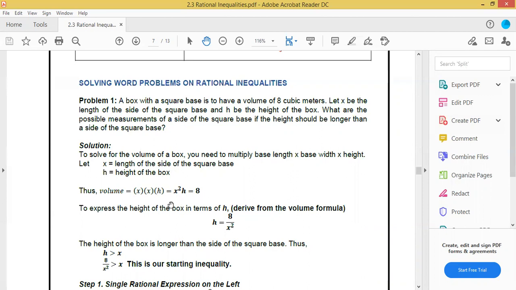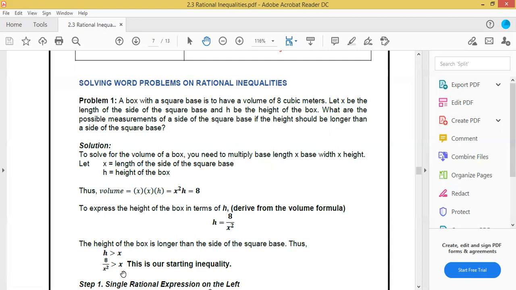Now, using this formula, we derive the formula for the height of the box. We divide both sides by x squared. So we're left with h equals 8 over x squared. Remember that the height should be longer than the side of the square base. So h should be greater than x. Our h, remember, is 8 over x squared. So we say that 8 over x squared should be greater than x. This is our starting inequality.